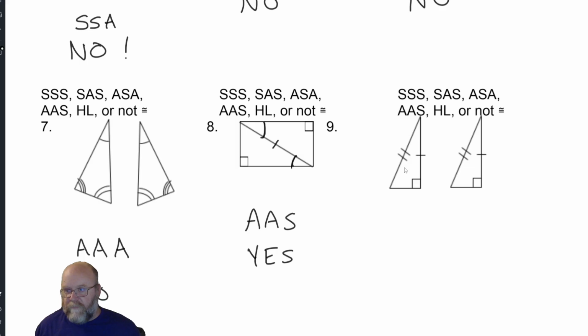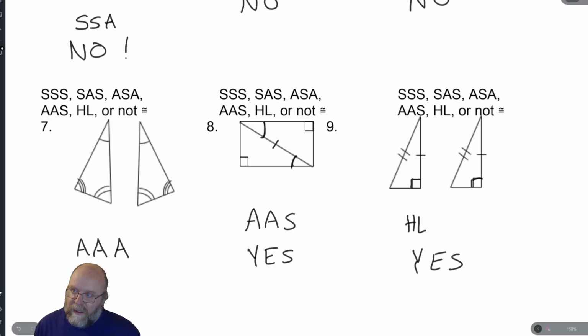Okay, what about here? Here's the right angle. We have side, side, angle, but with the right angle, it does work. And it's called hypotenuse leg. Hypotenuse leg is the good sibling. It only works with right angles, but that's the only way you can get that side, side, angle.